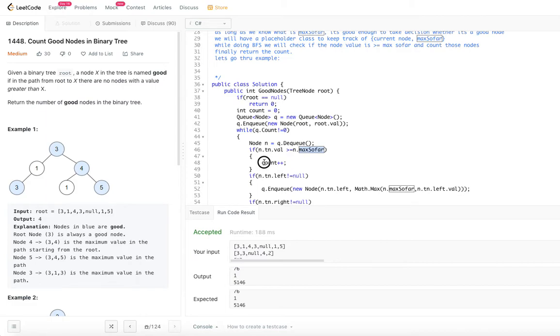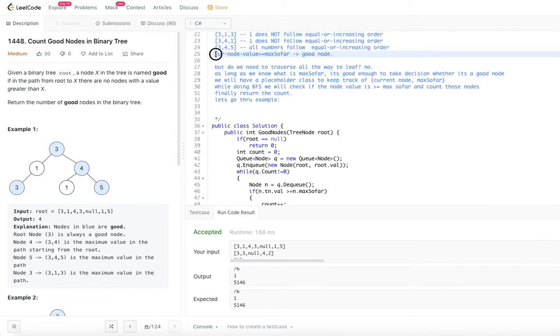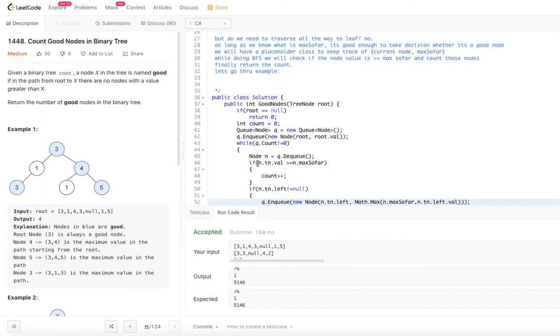If so, we will increment the counter. That's what we said, right? So the condition is current node value is greater than or equal to max so far. If so, that is called a good node, and we will increment the counter. So that is what we are doing simply. So the current value is greater than max so far, we will just increment, right?